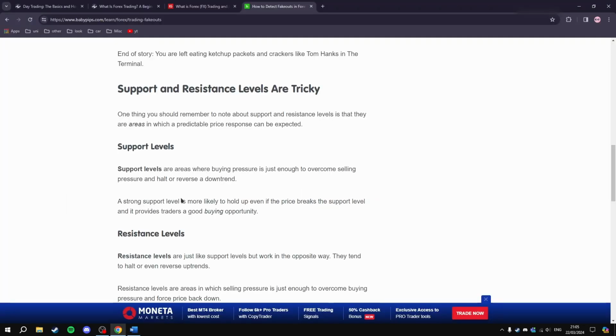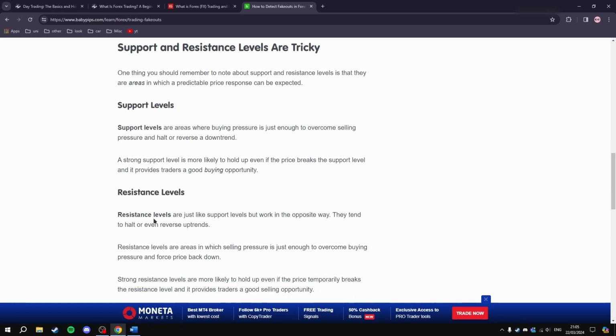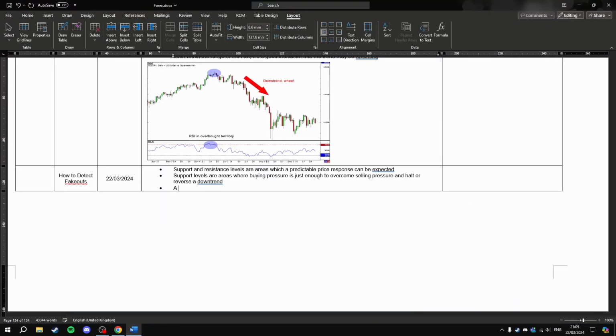A strong support level is more likely to hold up even if the price breaks the support level, and it provides traders a good buying opportunity.